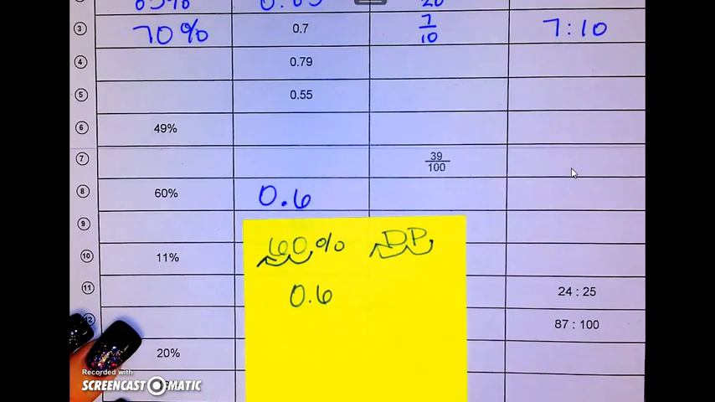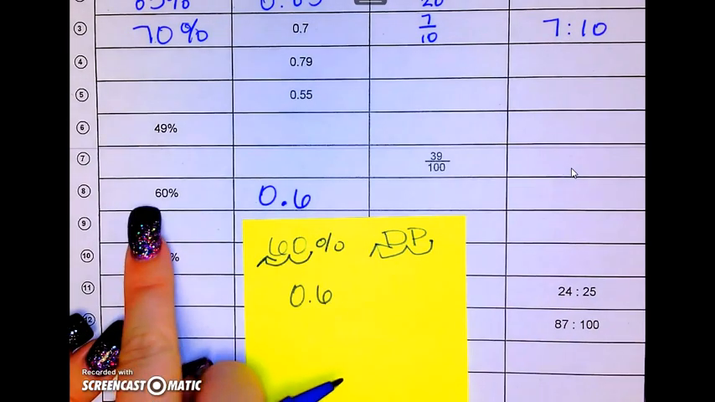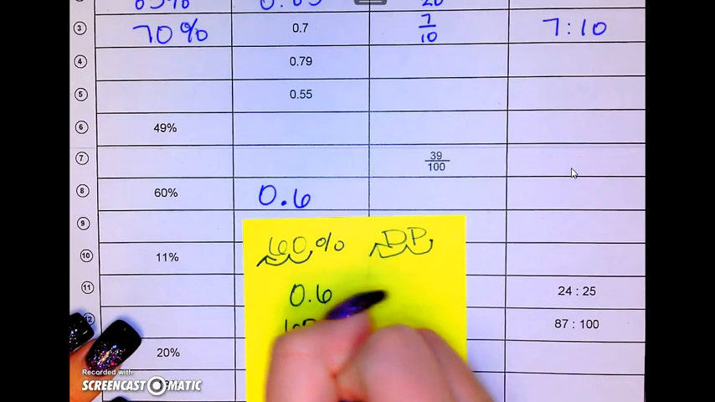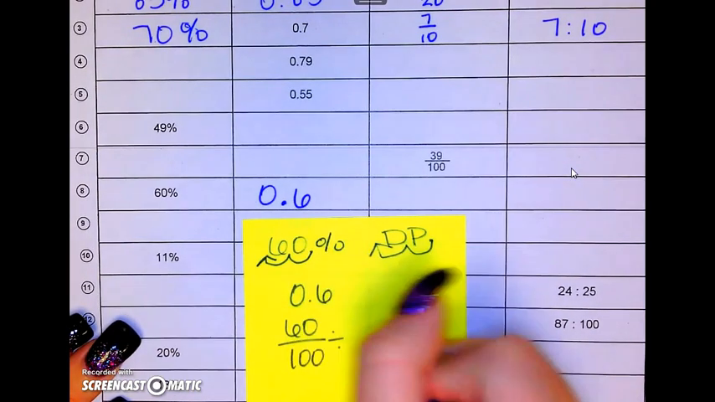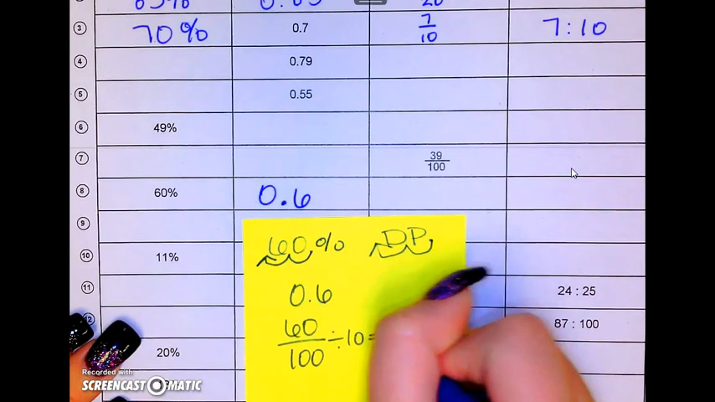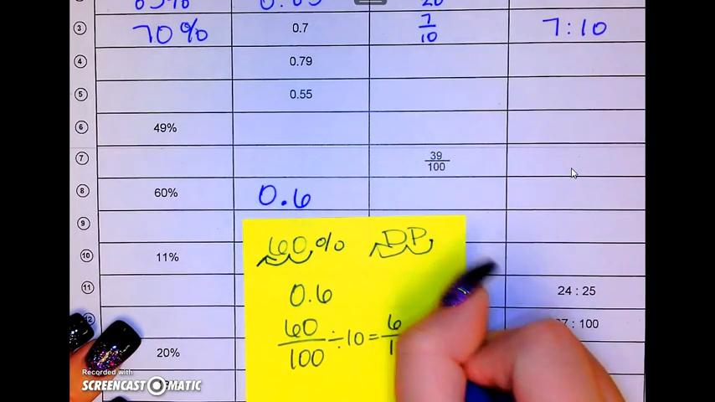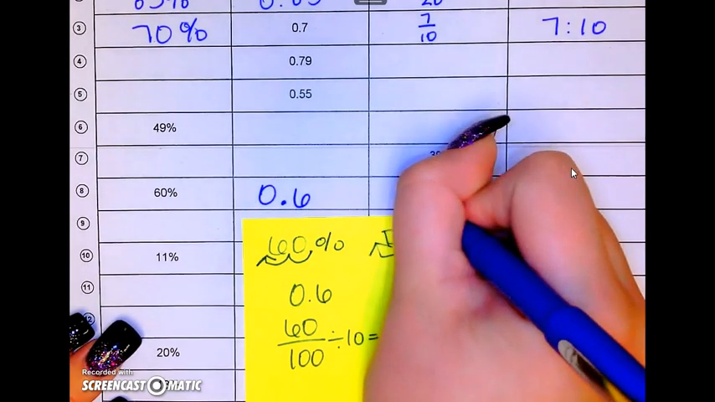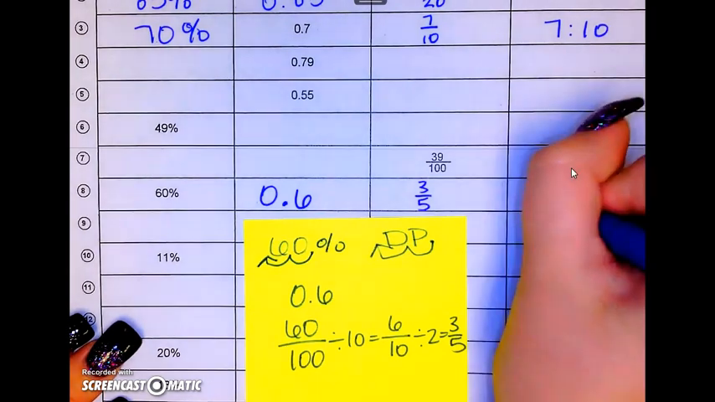Alright, now to go from a percent to a fraction, all you do is put 60 over 100 and reduce. So I'm going to divide both of these by 10 first. I see I get 6/10. Then I'm going to divide by 2 and you get 3/5. And then the ratio would just be 3 to 5.